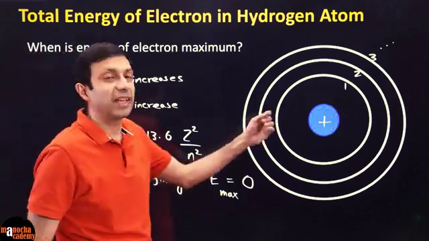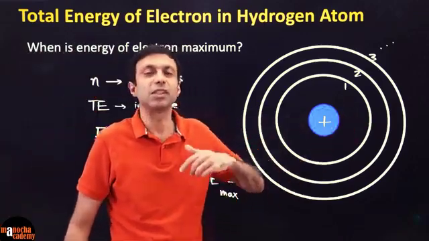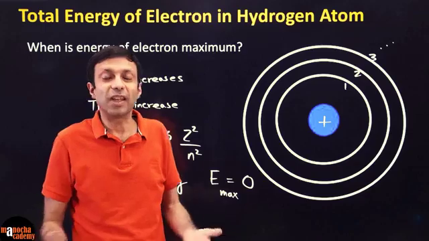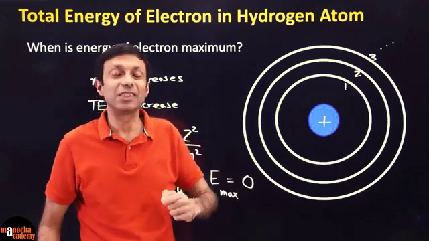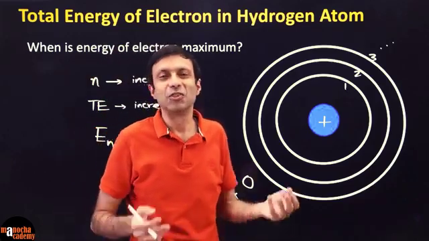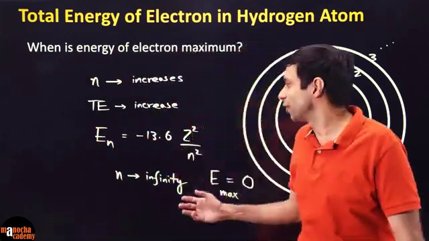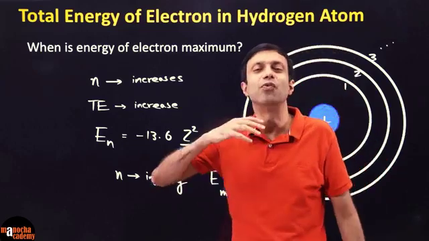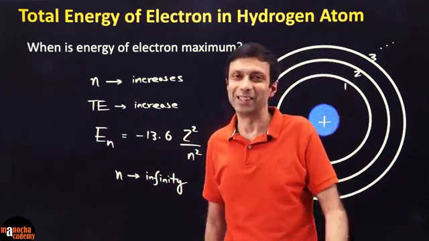And in this case, we can say the electron is free from the atom because it is very far away from the nucleus. So the atom has become an ion because it has lost an electron. It has become positively charged. It's become a cation. So this is when the energy of the electron is going to be maximum, when it is very far away from the nucleus.